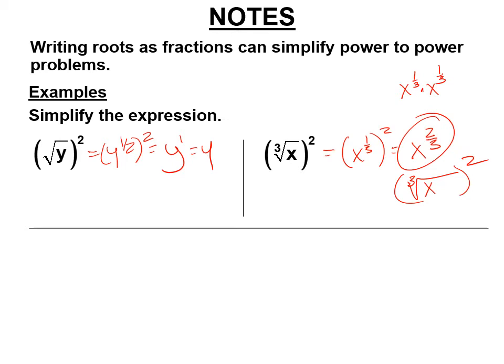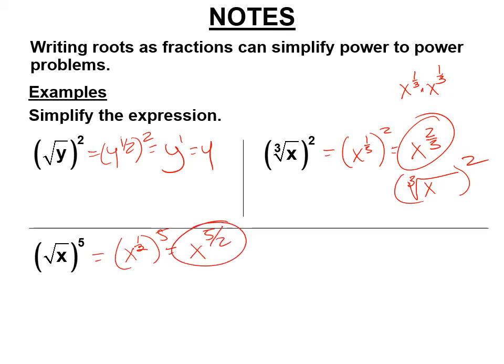Yeah, would you rather say x to the 2/3? I would. So that's the square root of x to the 5th power. So what's that? x to the 1/2 to the 5th power. 1/2 times 5, that's x to the 5/2. Don't make it a mixed number. Don't make it 2.5. That's x to the 5/2.